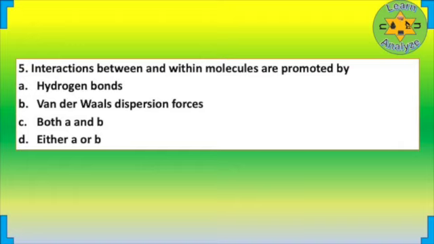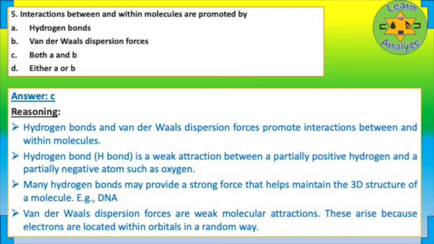Option C, both A and B. Option D, either A or B. The answer is C, because hydrogen bonds and van der Waals dispersion forces promote interactions between and within molecules. Hydrogen bond is a weak attraction between partially positive hydrogen and a partially negative atom such as oxygen. Many hydrogen bonds may provide a strong force that helps maintain the 3D structure of a molecule. Example, DNA. Van der Waals dispersion forces are weak molecular attractions.